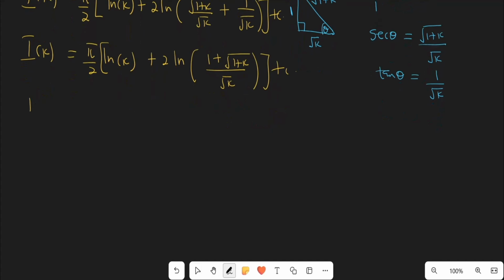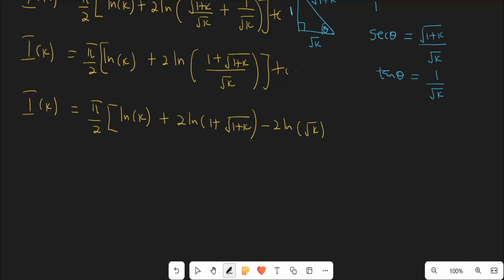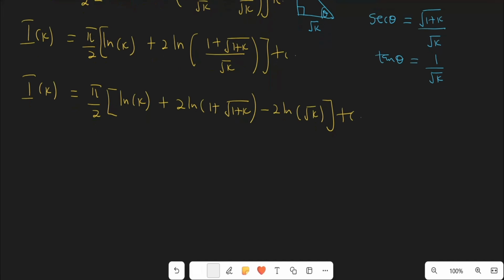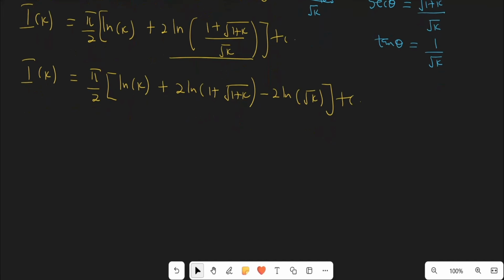Now let's apply some laws of logarithm. That is pi over 2 multiplied by the ln of k plus 2 times the ln of 1 plus the square root of 1 plus k, and then minus 2 times the ln of the square root of k, like this, plus the constant of integration. Applying laws of logarithm here.